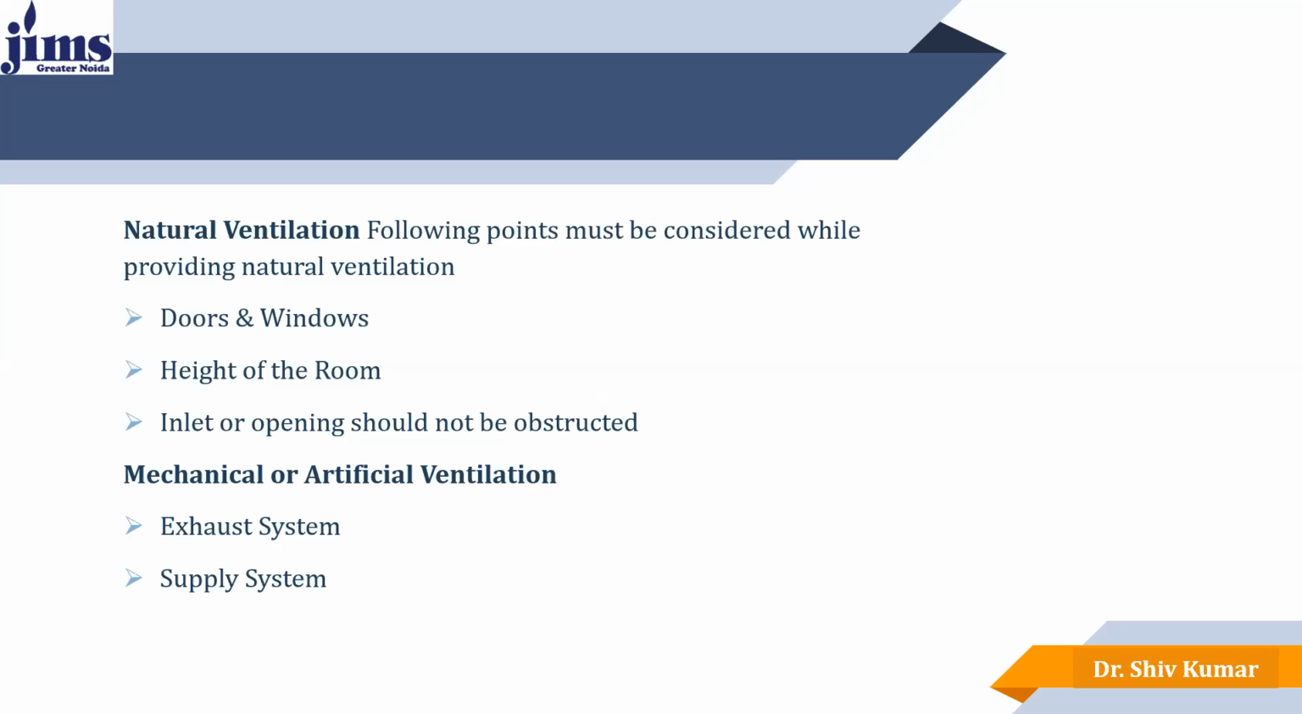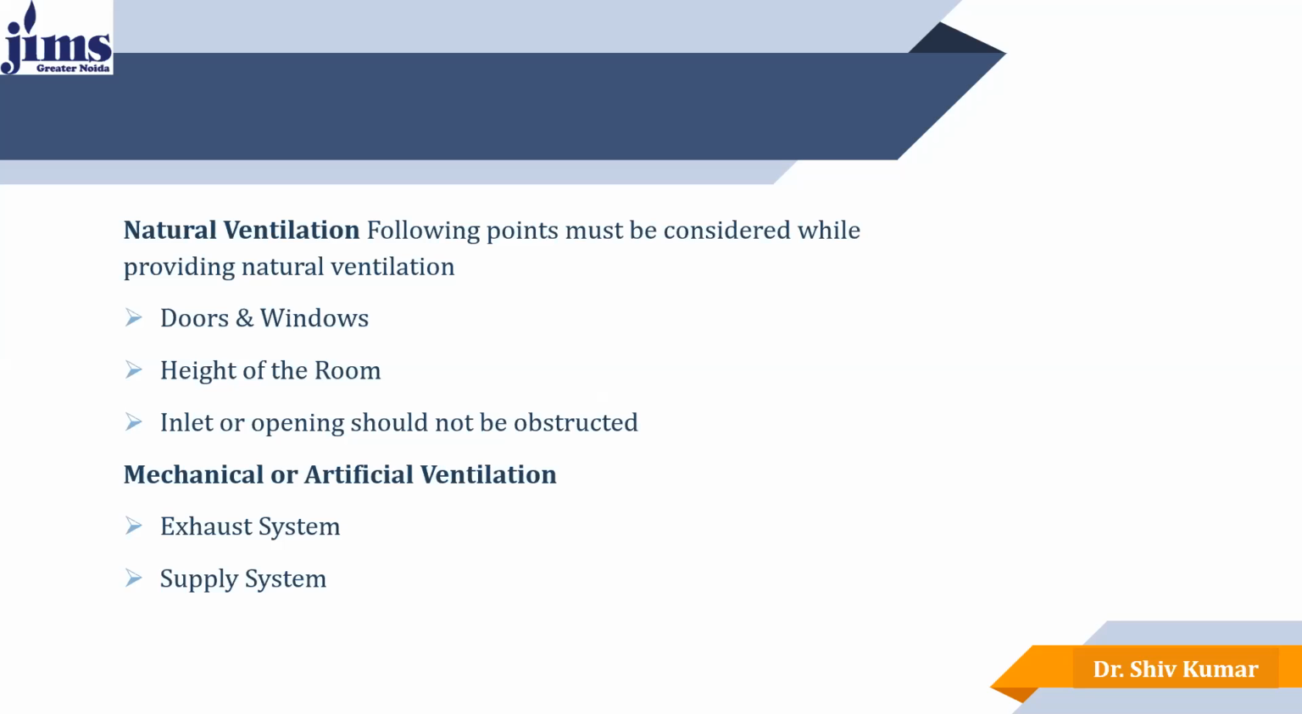in the construction, as far as commercial places and commercial complexes are concerned, the height of the room for the ground floor is kept near about 14 feet, sometimes 18 feet. You can find it. And sometimes you can find 12 feet, 13 feet. The inlet or opening should not be obstructed. It should be clean. It should be obstruction free.